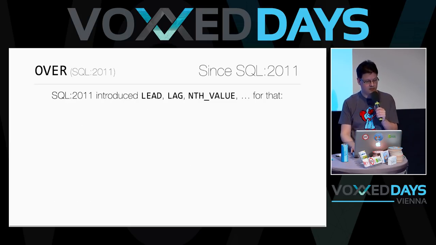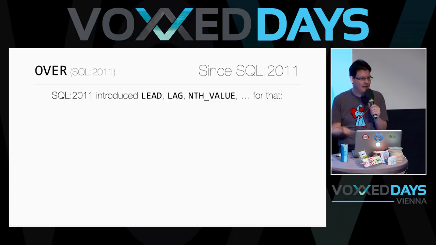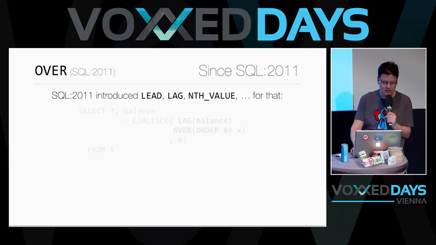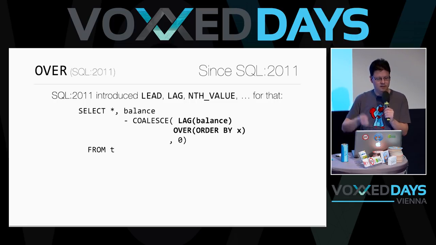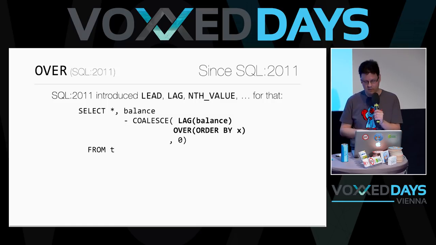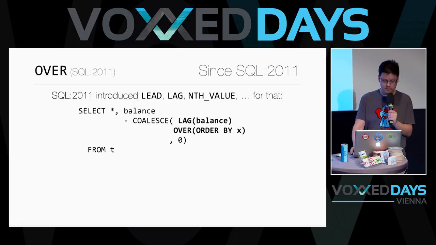So with SQL 2011 we got such simple functions like lead and lag and nth value and first value and last value. So the query nowadays looks like this. Take everything, balance, subtract the previous value, which is lag, according to the order I'm specifying in the over clause. And that's it. Just take the previous value according to this order. And there we have the difference.